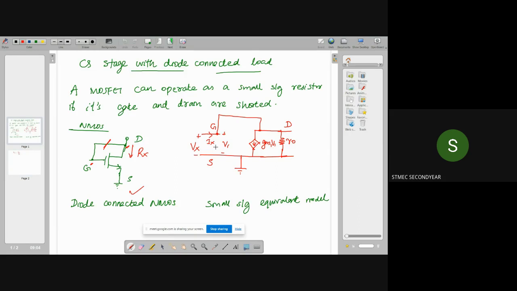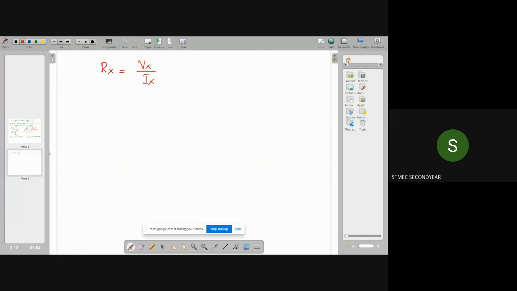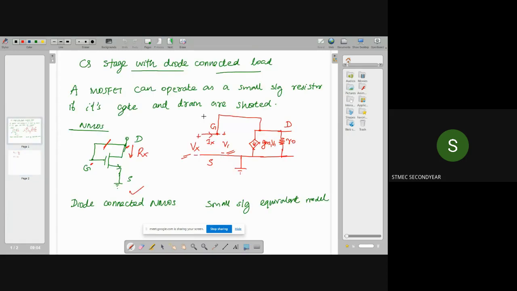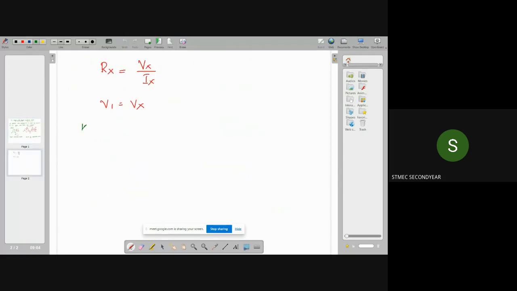One more thing here: V1 will be equal to Vx. Since Vx is applied, V1 is equal to Vx. Now I am writing the KCL equation at the drain node, that is this node. Applying KCL at the drain node.